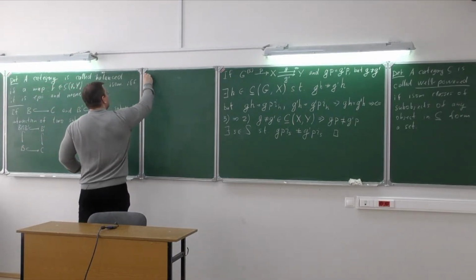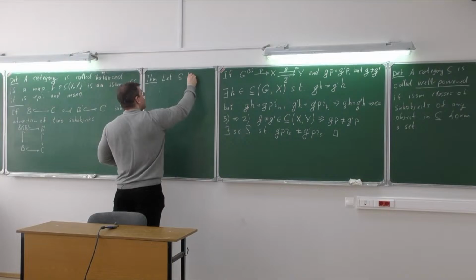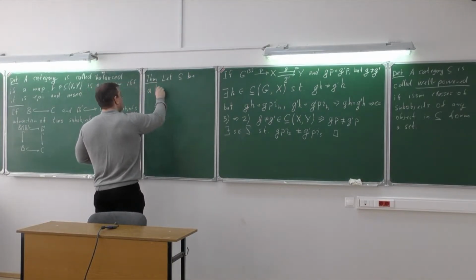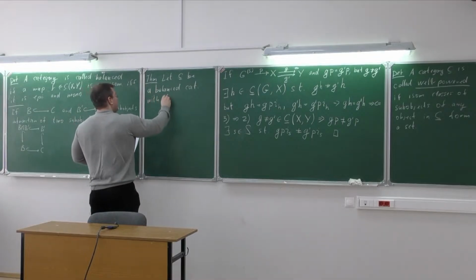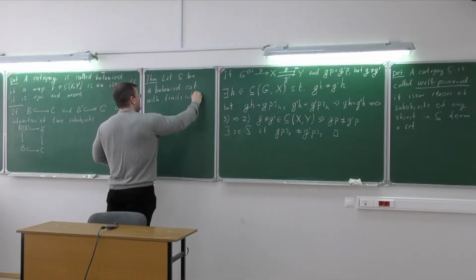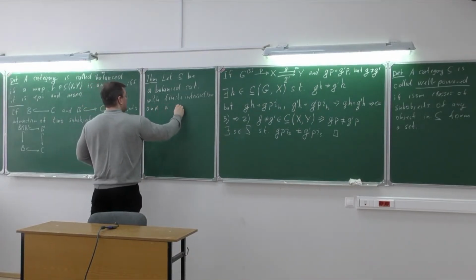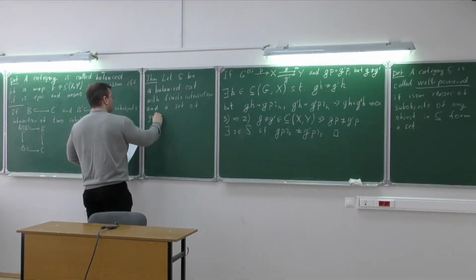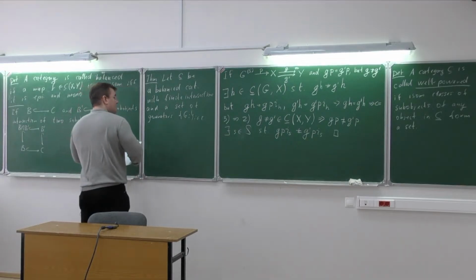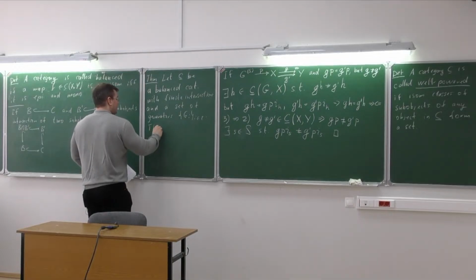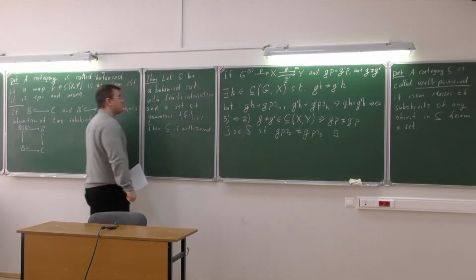Okay. So next theorem. Let C be a balanced category with finite intersections and a set of generators. Then C is well powered.